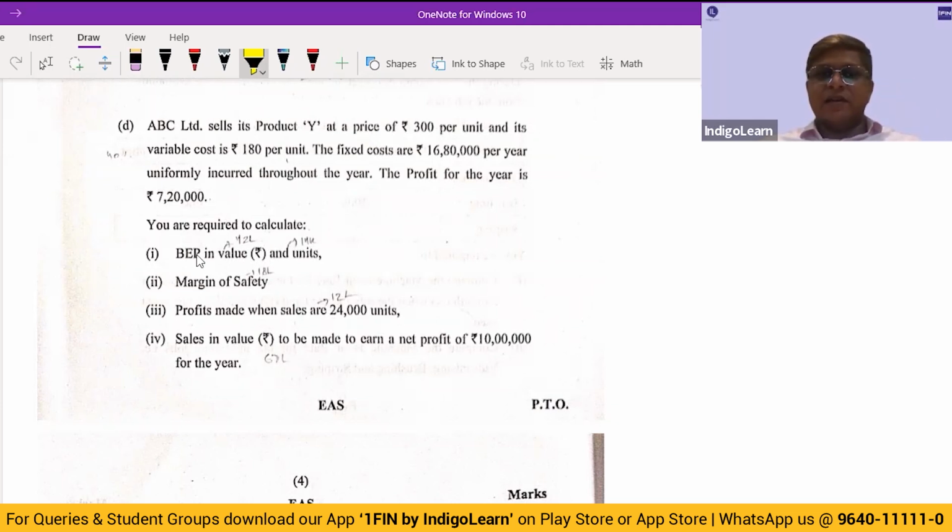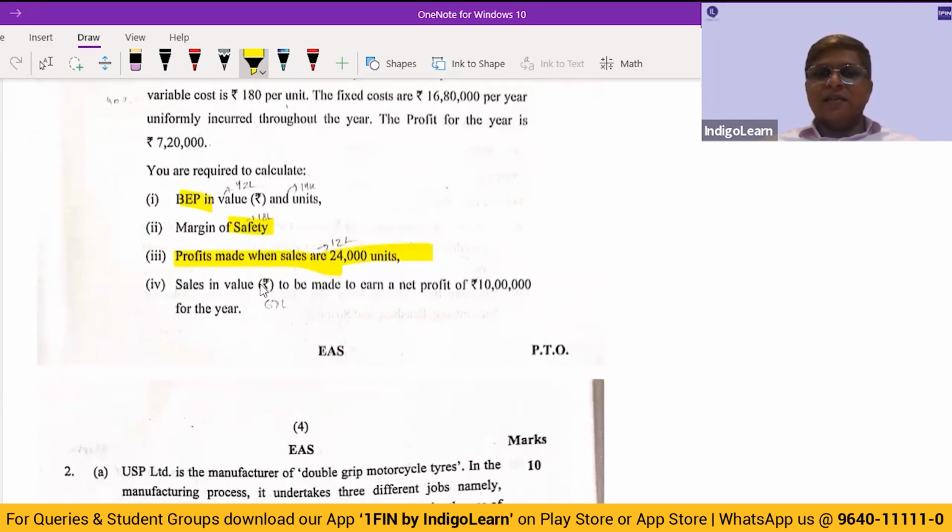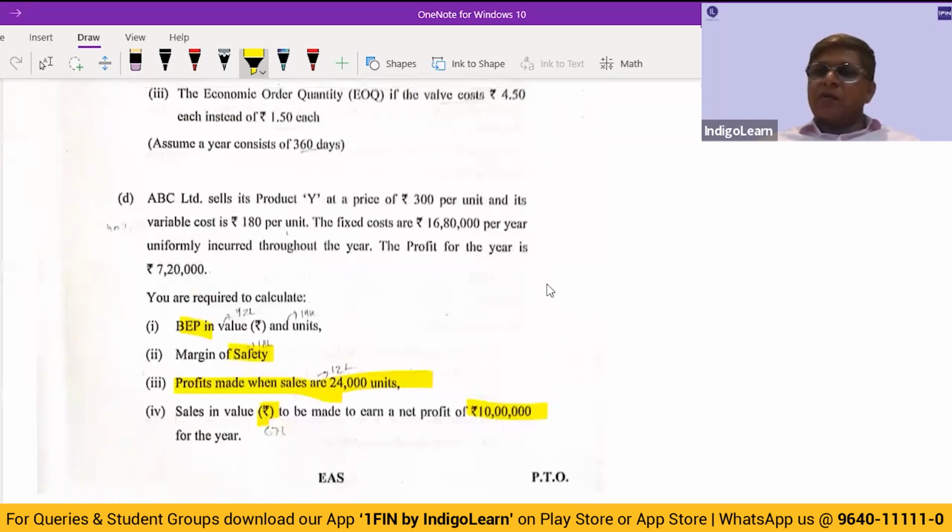They are asking us to calculate the BEP, both in value and in units, the margin of safety, what are the profits made when the sales are 24,000 units, and they are asking us how much sale should be made in rupees to earn a profit of 10 lakh for the year. So it is a question based on simple, basic, fundamental concepts of marginal costing.